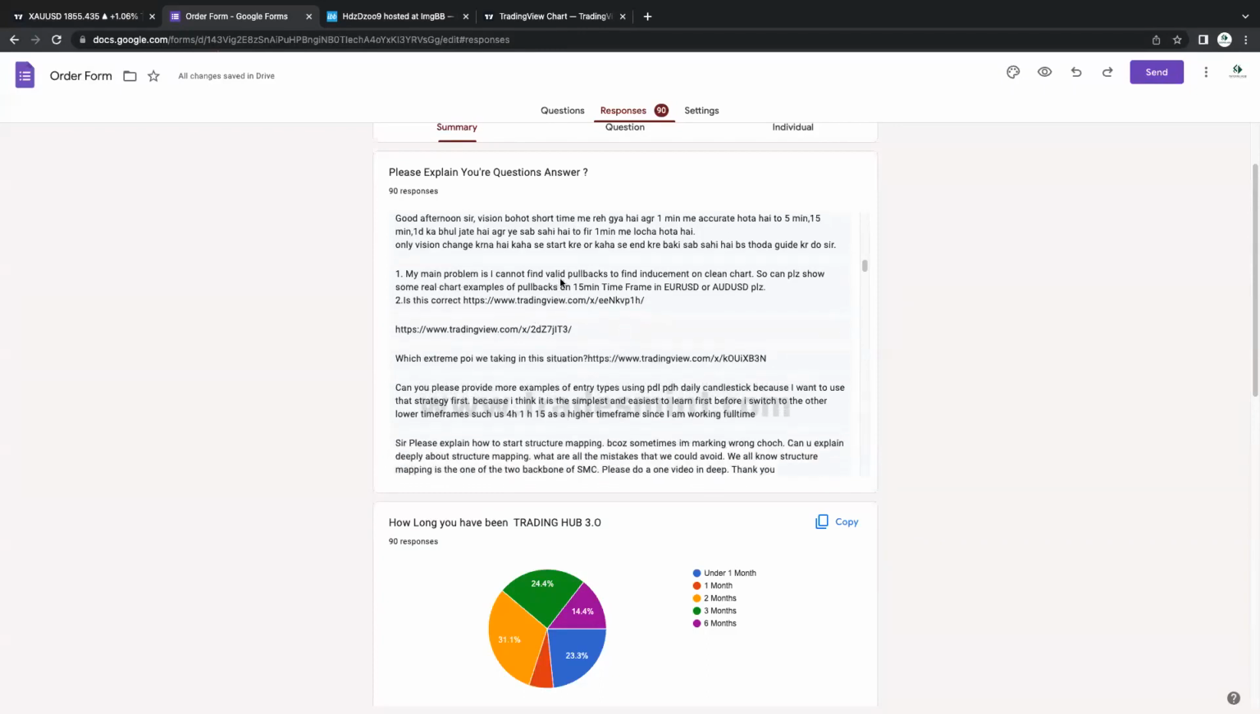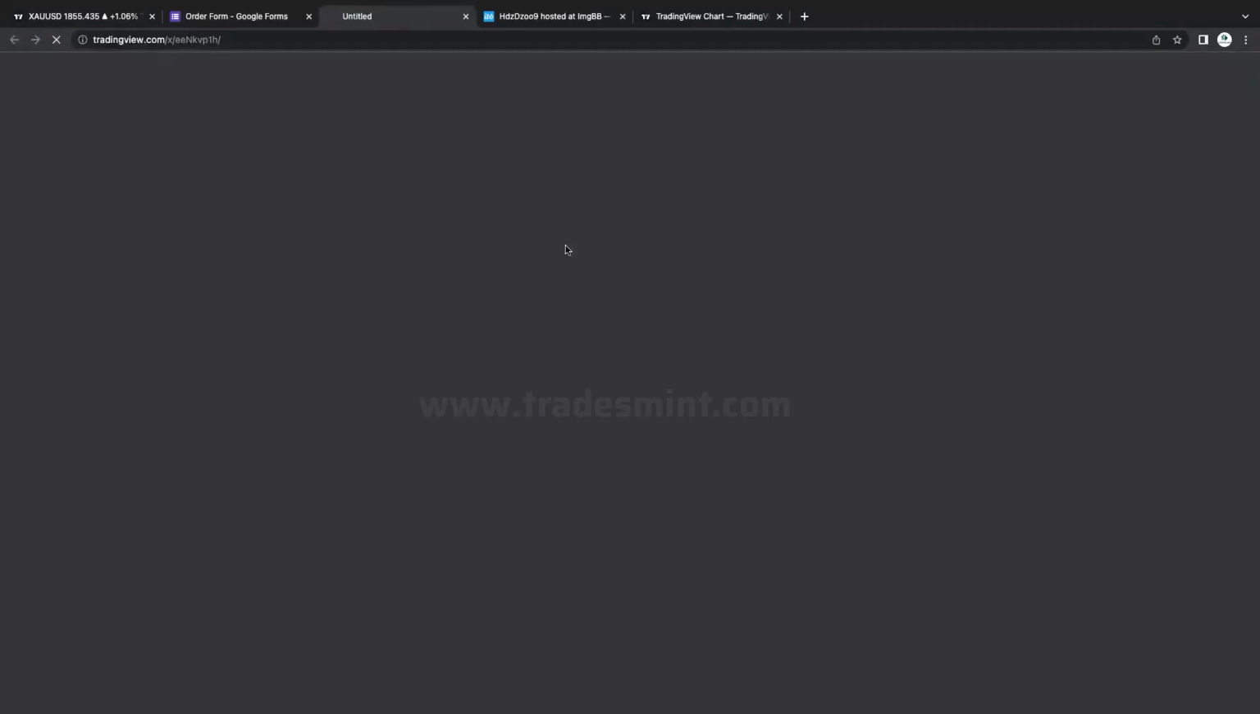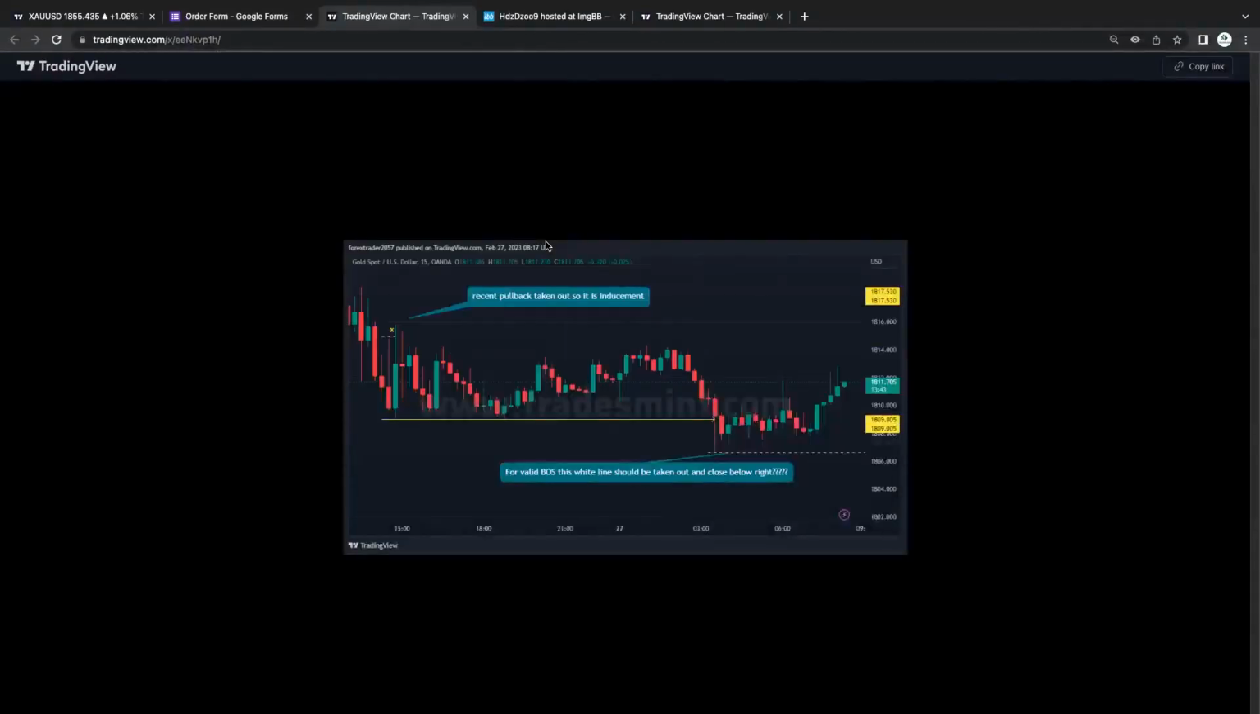My main problem is finding the valid inducement and pullback. So please, some real chart example. 15 minute EURUSD, please. This is the correct one. Okay, let's see.